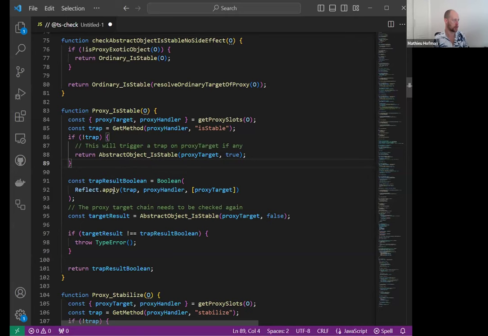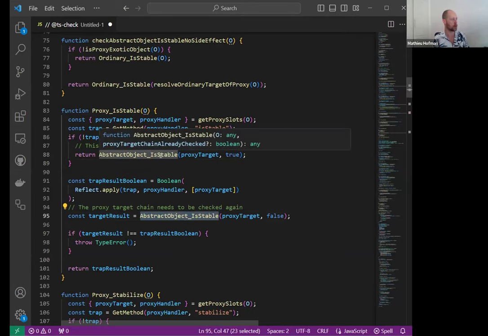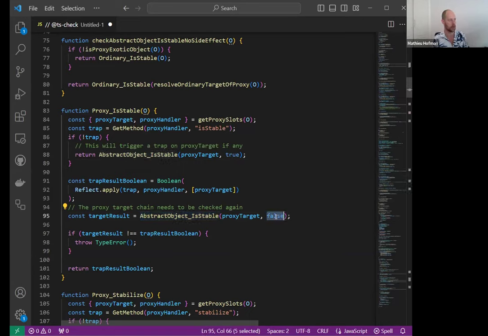This is a very straightforward implementation. Get the trap, call it, and compare the results with what the target's stable shape is. The main difference here is that in one case we're saying don't check the proxy chain again because we just did that, and here we're saying we have to check the proxy chain again because it's supposed to have been stabilized. And that's pretty much it. Pretty straightforward trap implementation for is stable.